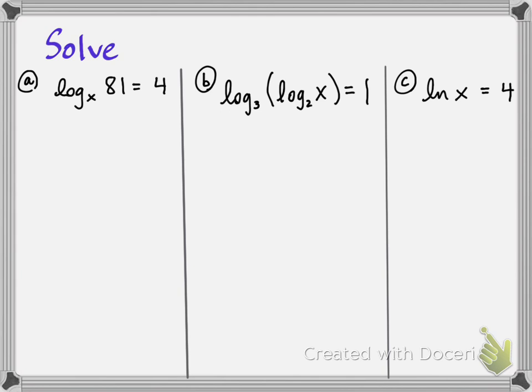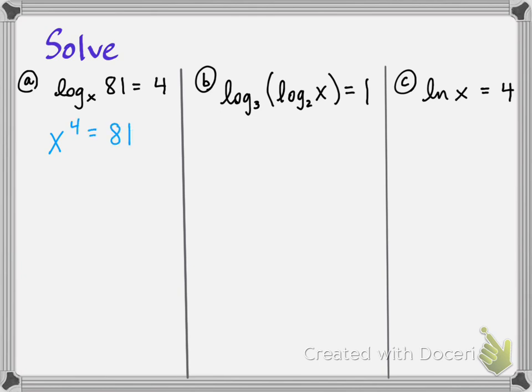Lastly, we get to the last slide of this lesson, and it's solve. If you're being asked to solve logs, you want to rewrite them in exponential form and then solve for what's being asked. So for A, it says that you have log base x of 81 equals 4. If you rewrite that in exponential, you'll say x to the power of 4 is 81.